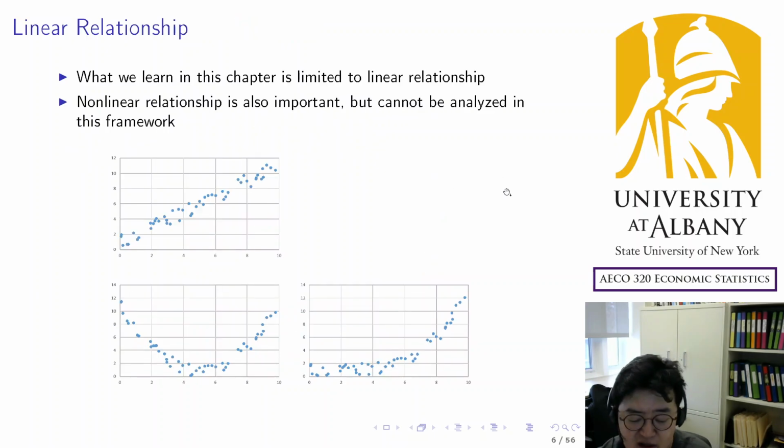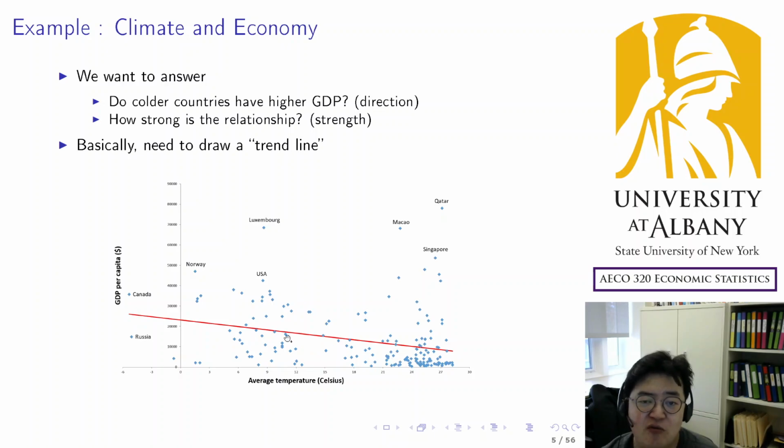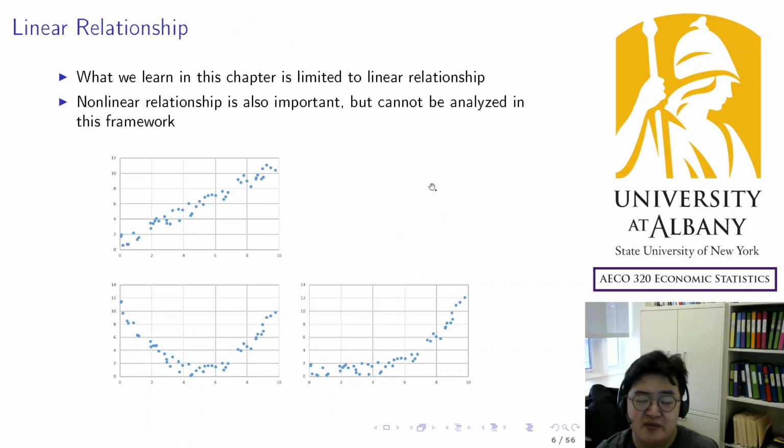By the way, I'd like to declare this disclaimer. This analysis is limited in the sense that we only consider a straight line. I will consider a trend line that is straight. This can be limited in many cases. For example, in reality, you may see this kind of U-shaped relationship. It goes down, decreasing at first, and then after a certain point, it goes up again. U-shape, right? This kind of relationship is not considered here.